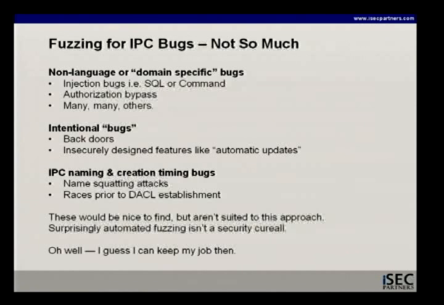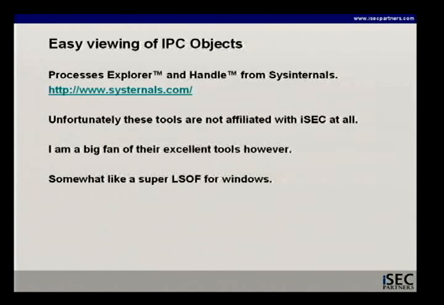Races prior to DACL establishment. When you create an IPC object, you've got two options. You can either set the ACL right then, or you can add the ACL later. It might seem like kind of a bad idea to add the ACL later, but it's somewhat popular. And it creates race conditions. If you've got this thing that anyone's allowed to connect to just for a few milliseconds, that's when the bad guy will connect. So these would be great bugs to be able to find. And I'm very glad to say that we can't find them, because then I can keep my job. But I wouldn't be giving this presentation if they could, I guess.